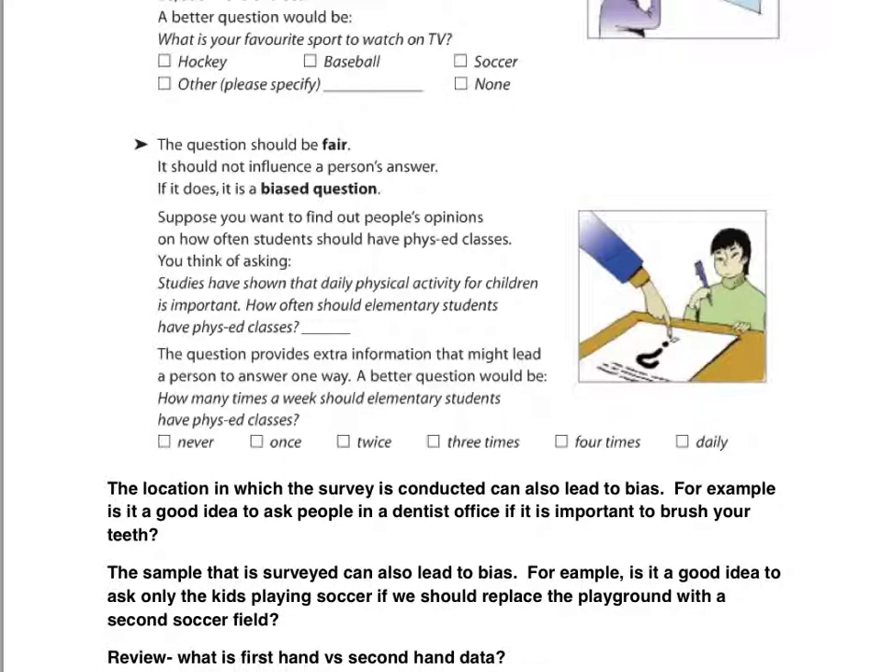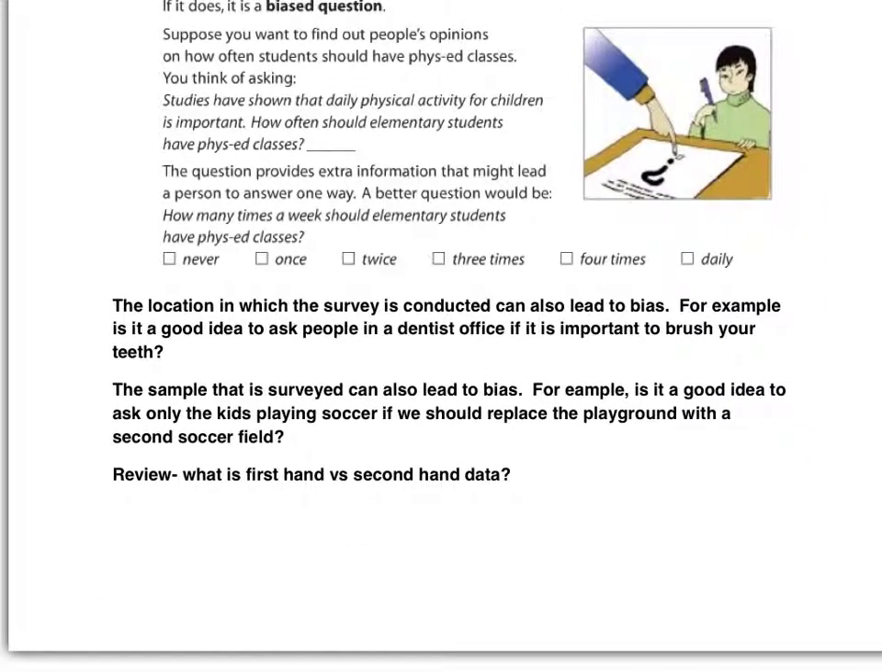Nothing has been said to influence them to respond in one way or another. The other thing to consider is the location in which the survey is conducted. That can also lead to bias. For example, is it a good idea to ask people in a dentist's office if it's important to brush your teeth? Well, probably not. If they're going to the dentist, do you think maybe they think taking care of your teeth is important? Probably.